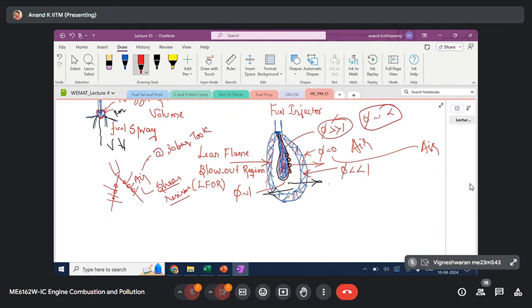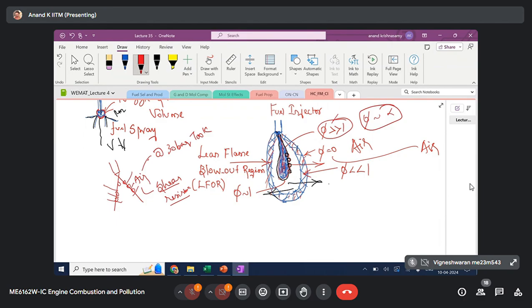Air will go and occupy the fuel spray region based on the available space. Available space is based on the breakup of the film. If you have a continuous film, the air cannot even move inside. Did you understand? If you have a continuous film, the air cannot move inside. But what is happening? The film is broken and you have space available for the air to entrain. That's why after breakup, the immediate next process is air entrainment. If you recollect, this is what we discussed in the first chapter.